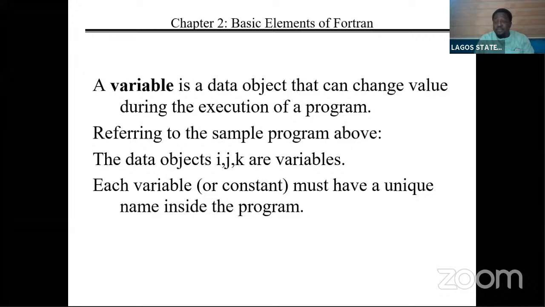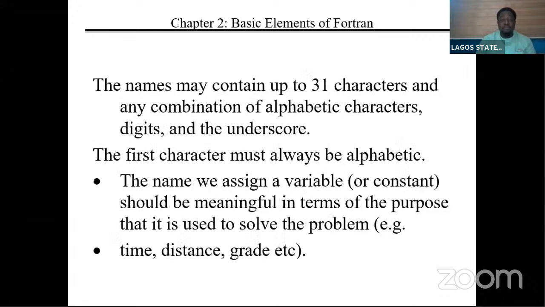But if it's a constant, you will see that in 2 pi r squared, that pi is constant. That pi will not change in the course of the program. Each variable or constant must have a unique name inside the program. Like we said, the name may be up to 31 characters and can be a combination of alphanumeric characters. We have explained to you that the first character must be an alphabet, and the name we assign a variable or a constant should be meaningful for the purpose.